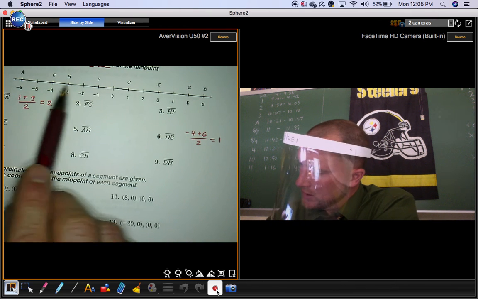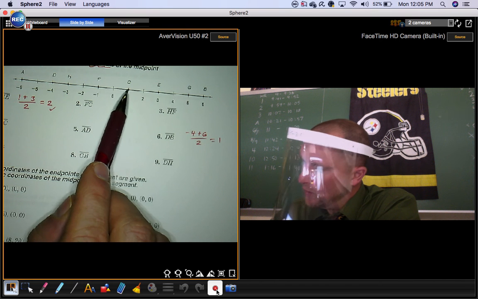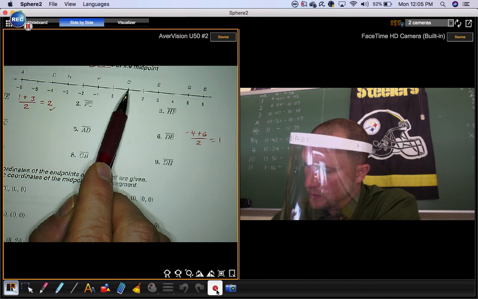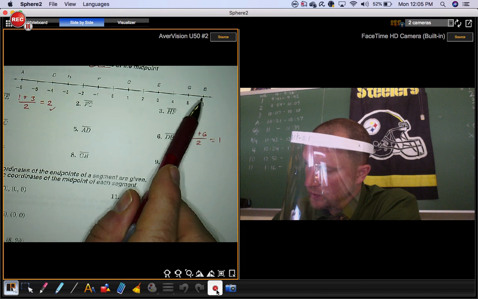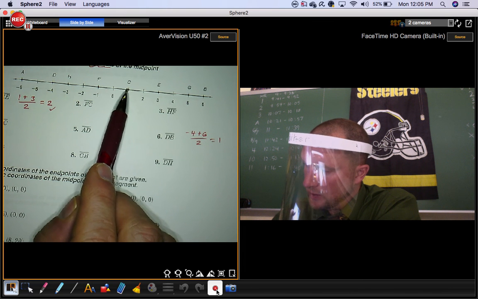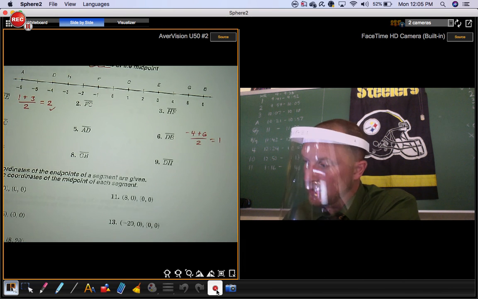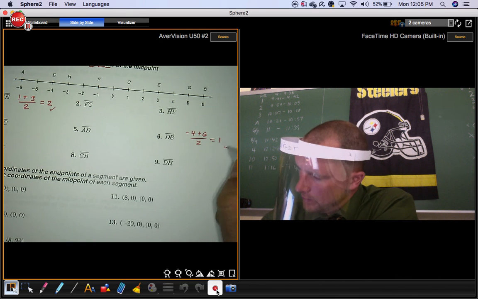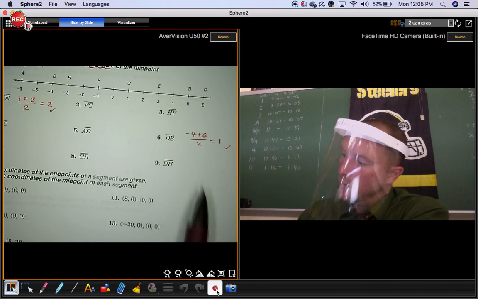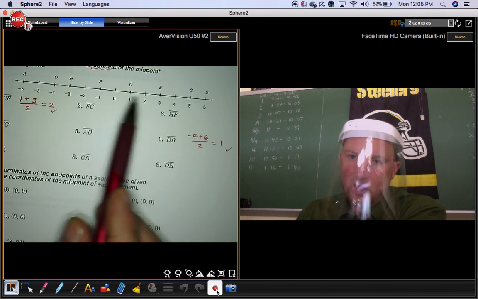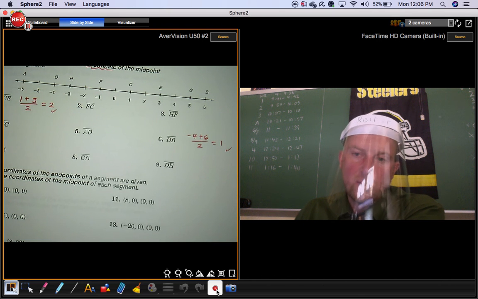So if you're looking at segment DB, is 1 directly in the middle? Well, I know it's 5 units away from B, and I know that it's 5 units away from D as well. So that makes sense. If you ever average and get something that is not directly in between the endpoints, you know you're wrong.